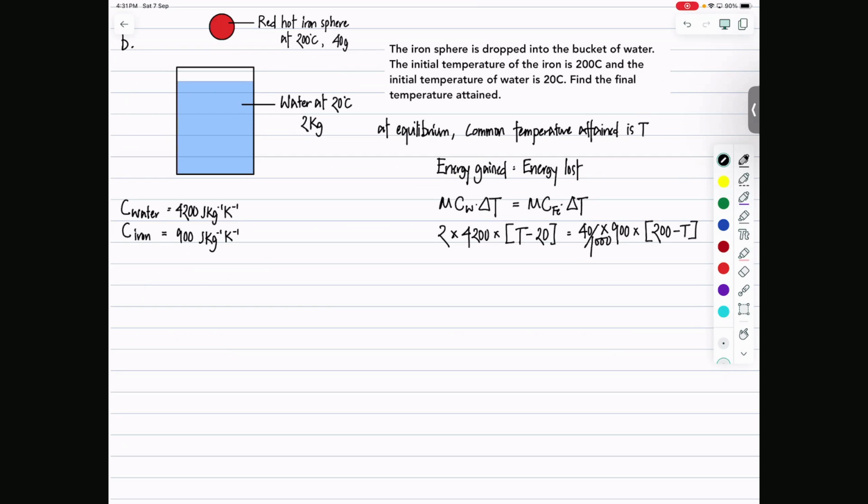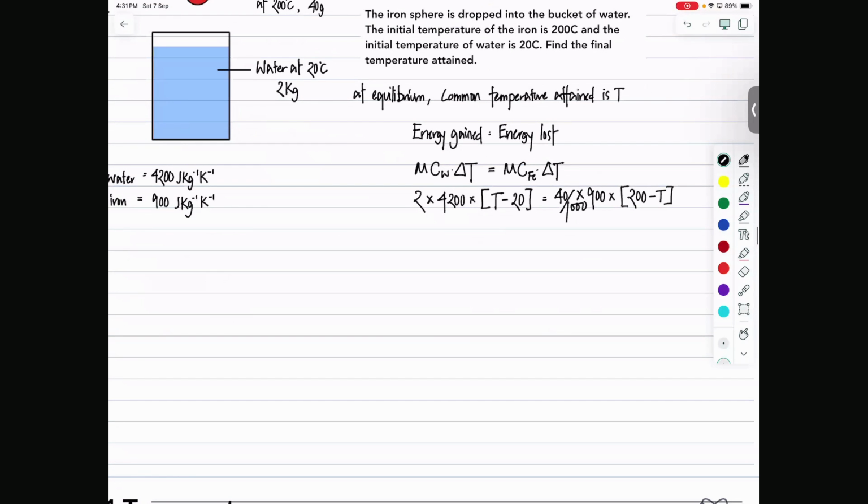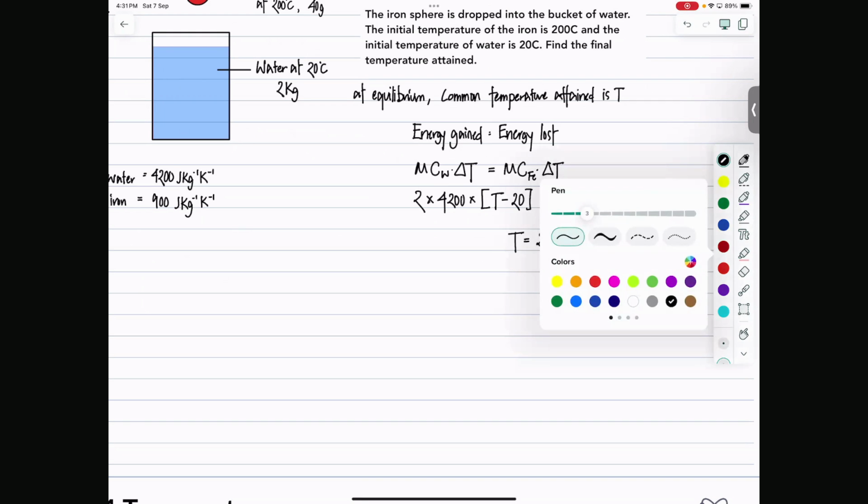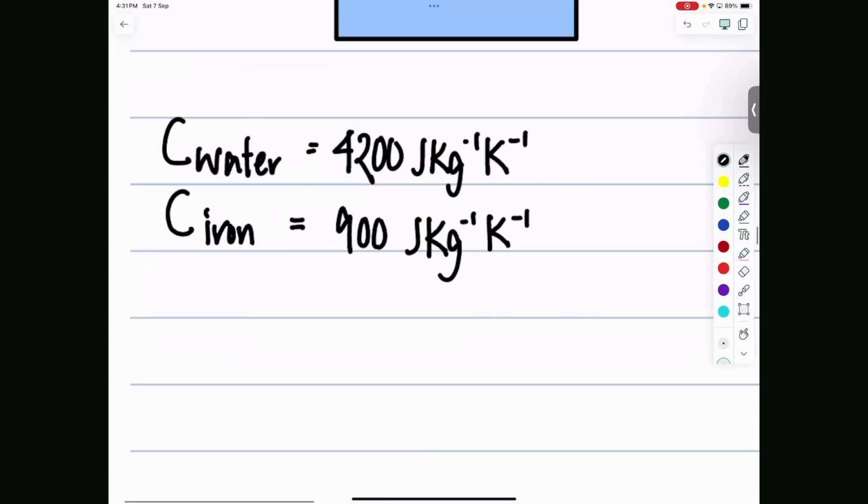No. Okay, so I'll show you why. Once you solve this, you'll get your answer. It's 20.8, right? So 20.8 degrees Celsius. So why don't we need to convert into Kelvin despite our quantities provided in Kelvin? It's because change in temperature is what? Same in degrees Celsius and Kelvin.